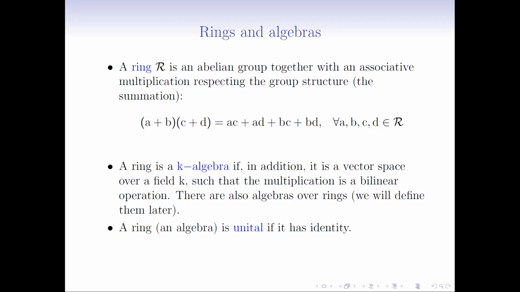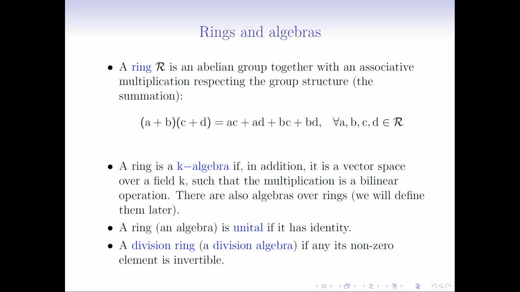A ring is called unital if it has an identity with respect to the multiplication. And a ring is called a division ring, or a K-algebra is called a division algebra, if any non-zero element is invertible.